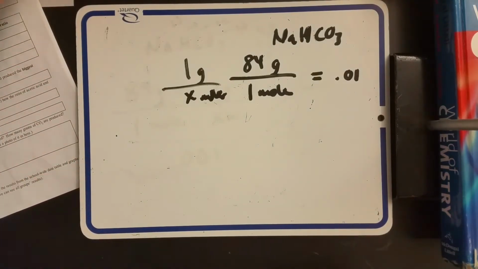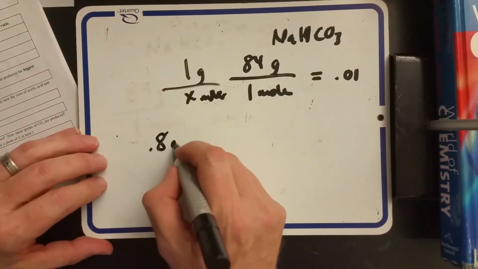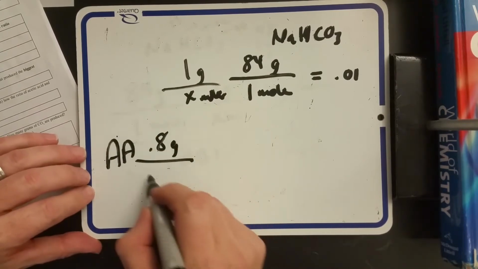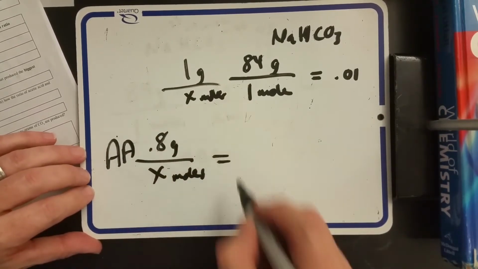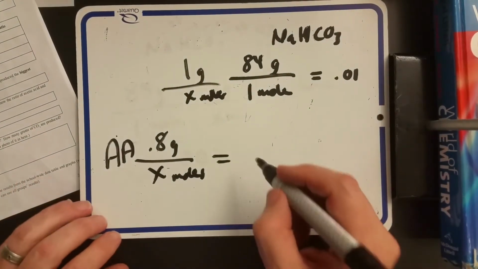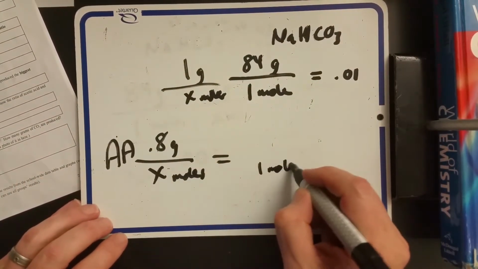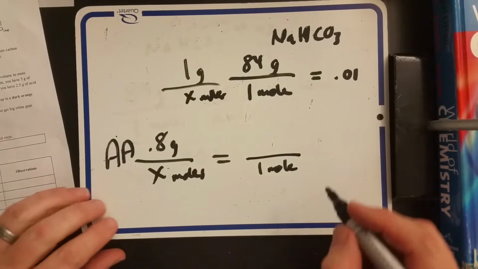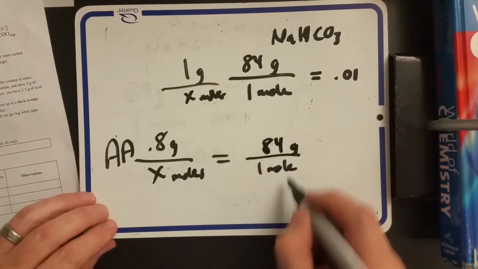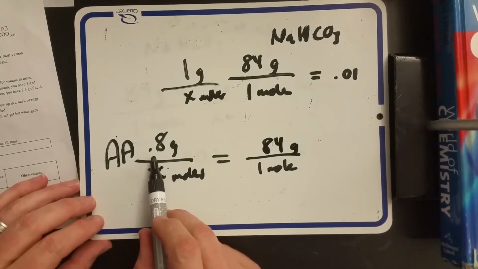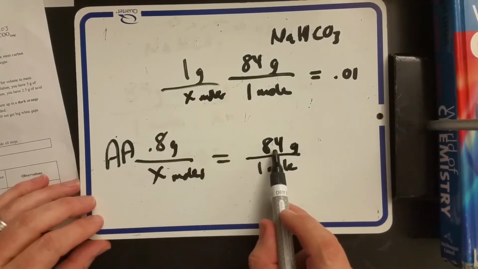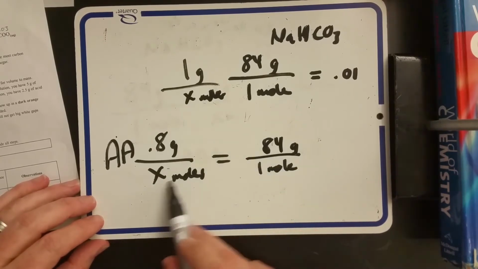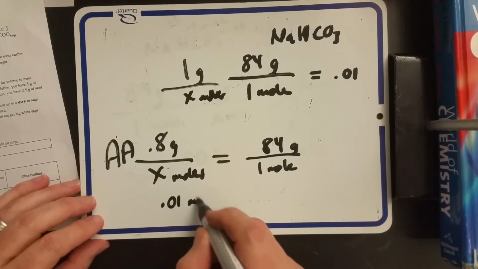Now we want to know the moles of acetic acid. So back here, we said we've actually got 0.8 grams of acetic acid, and we want to know how many moles is that. So again, we go back to the periodic table, and we know that 1 mole is, look this up on the periodic table, do your calculations, you should end up with about 84 grams per 1 mole. We want to know how many moles does 0.8 represent. If I divide it by 10, I get 8. If I divide it by 10 again, I get that. So this should be about 0.01 moles.